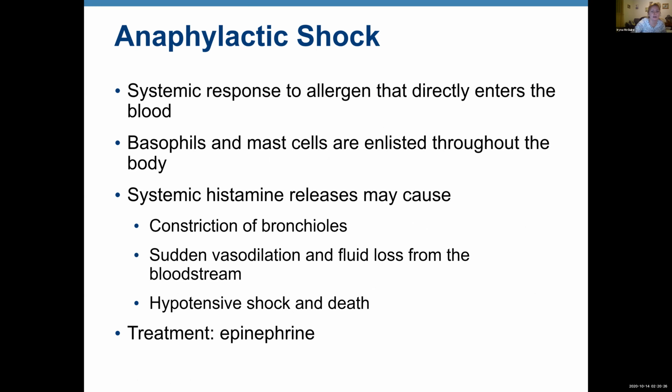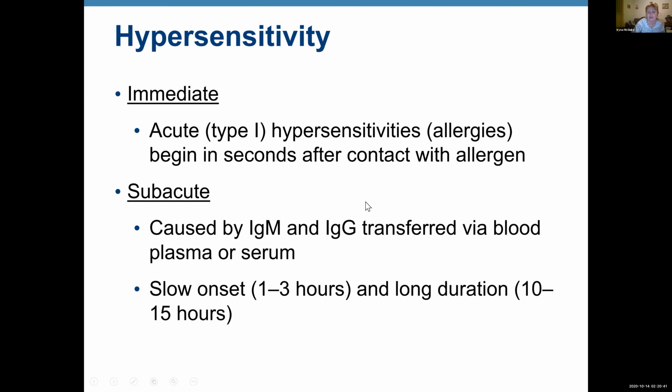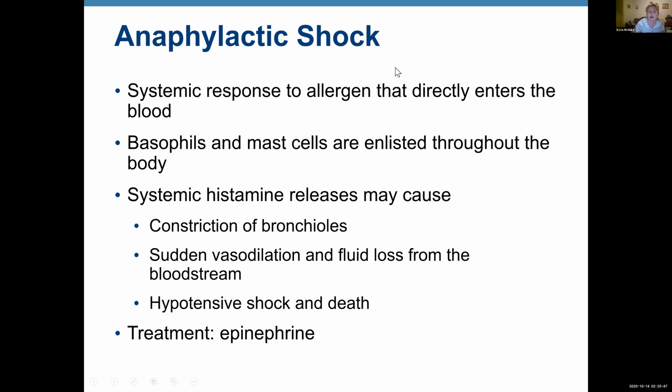And the last one we cover here, anaphylactic shock. Anaphylactic shock is a systemic response to allergens that directly enter the blood. So it's one thing when an allergen enters through our mucous membranes, right, our skin. But when it enters our blood, that can cause huge and very dangerous reactions. That's what anaphylactic shock is.